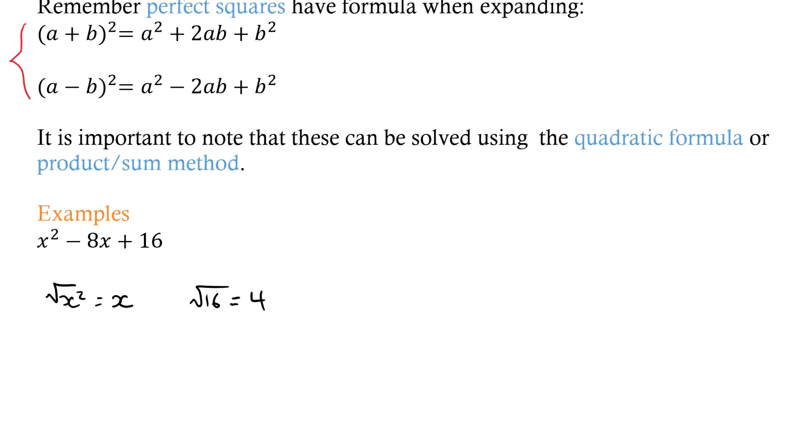And that gets us 4. Take note that it's a negative there. So this is going to end up factorizing down into x minus 4 squared.